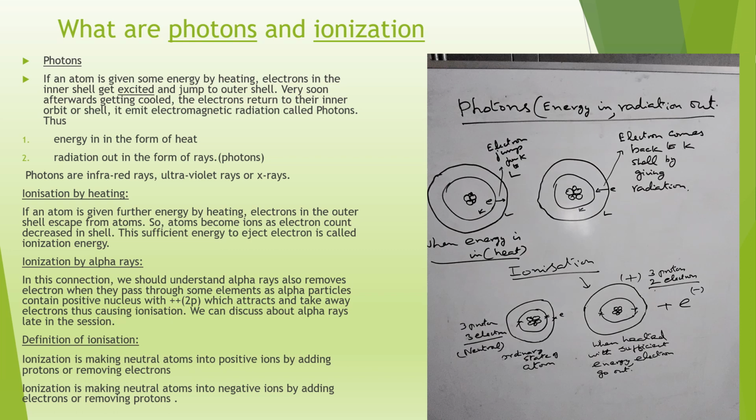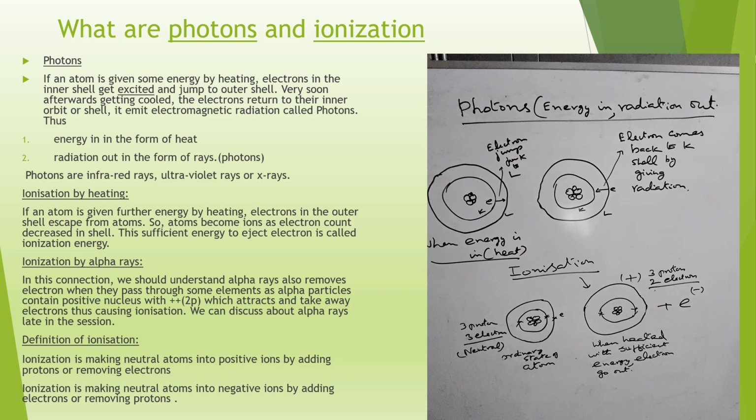Ionization by heating. By giving further energy, electrons in the outer shell escape from the atom completely into outer space. So the atom becomes an ion as the electron count in the shell decreases. This sufficient energy to eject an electron is called ionization energy.